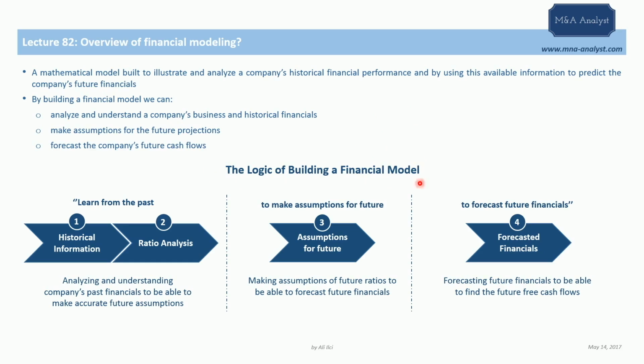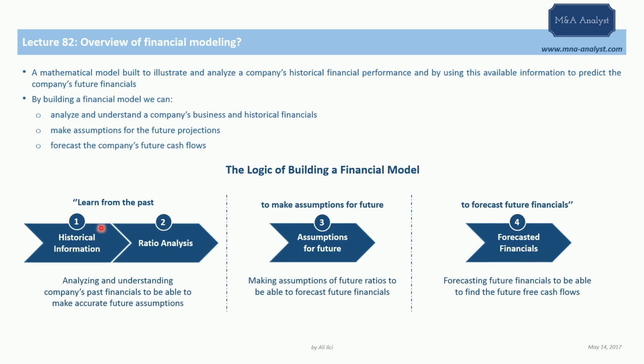As you can see here in the slide, we illustrate the logic of building a financial model, which will help you to understand the general structure and how things work. The motto here is very simple: learn from the past to make assumptions for future, to forecast future financials. And when building a three-statement financial model, we have four major sections: historical information, ratio analysis, assumptions for future, and finally, forecasted financials.